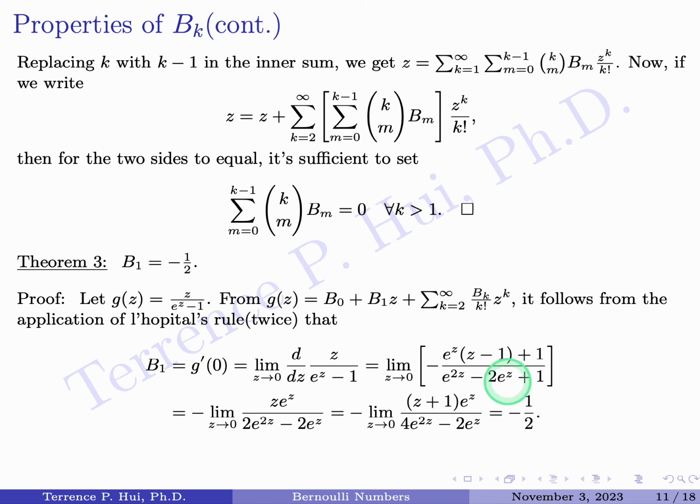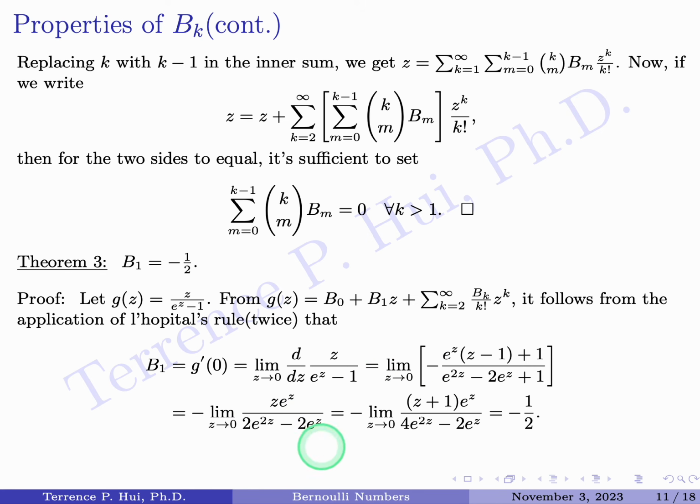You apply L'Hopital's rule for the first time. You differentiate the top, you're going to get ze to the z. You differentiate the bottom, you're going to get 2e to the 2z minus 2e to the z. Now can I take the limit? Oh, don't forget this negative sign goes outside, right? So there's this negative sign here that goes outside.